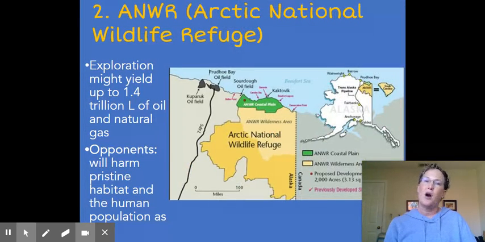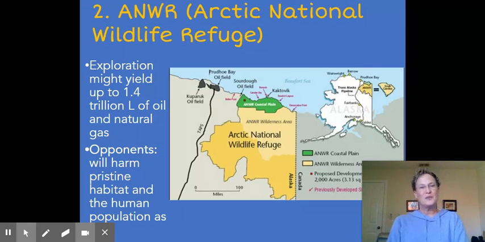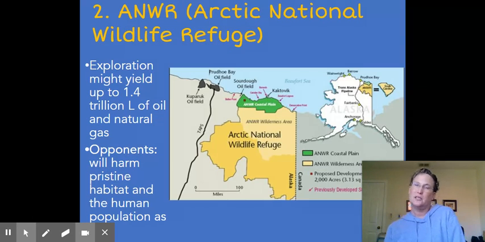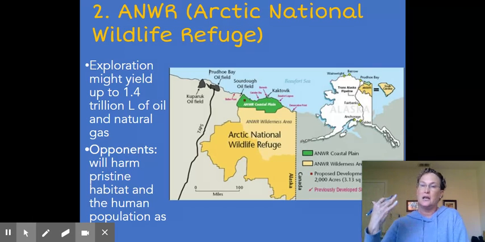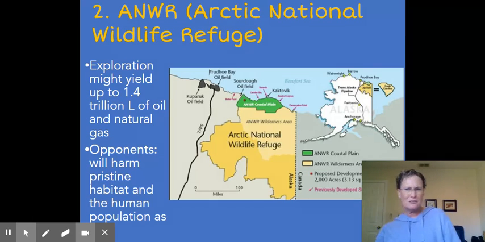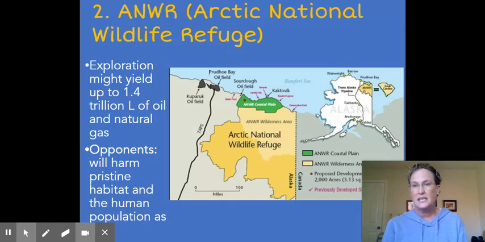Next study is ANWR, which is the Arctic National Wildlife Refuge. Oh, Arctic National. I always thought it was Alaska National Wildlife Refuge. Arctic, okay. So exploration might yield up to 1.4 trillion liters of oil and natural gas. So a lot of people want to drill here, and different administrations have different policies on this. Obama stopped the drilling in ANWR, and I'm pretty sure Bush opened it up again, and now it's probably going to get closed again. It's going to be pretty hard to leave that oil there, but it is in such a sensitive area.